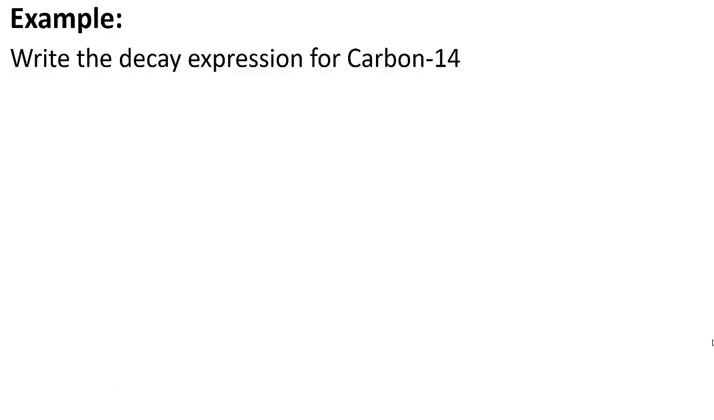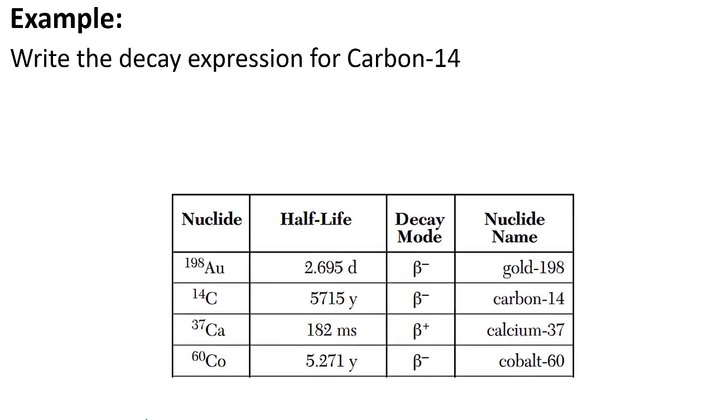All right, let's dive in and practice our first problem utilizing Table N. We are going to write the decay expression for carbon-14. Now, you'll notice that this is different because they did not tell you the type of decay it undergoes. This is where we go right to the table now. We find carbon-14, which is here, and we see it undergoes a beta decay.